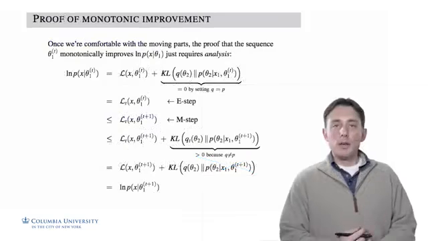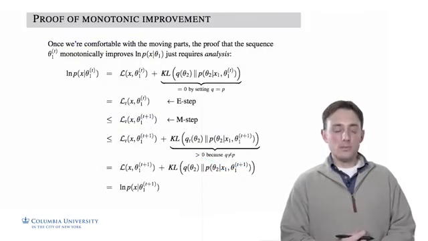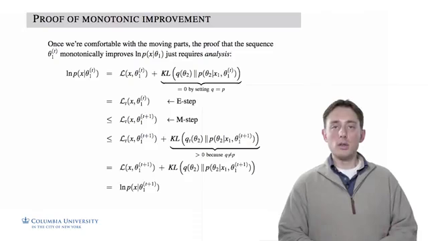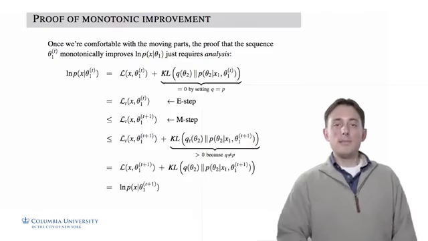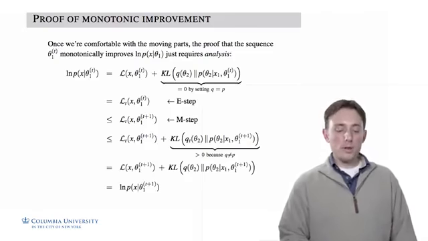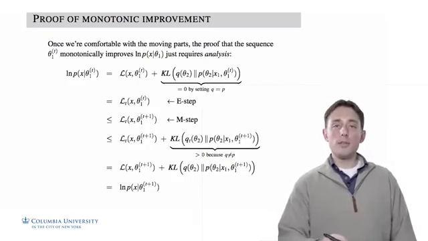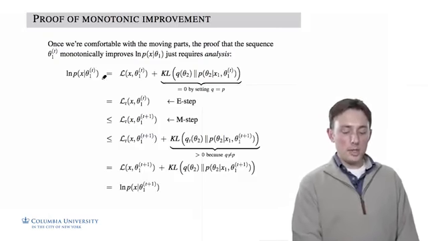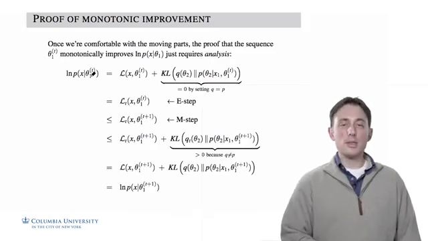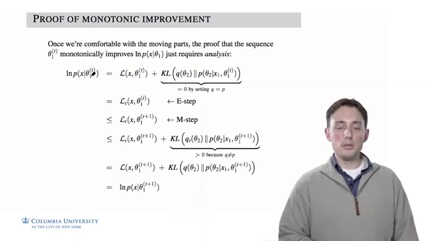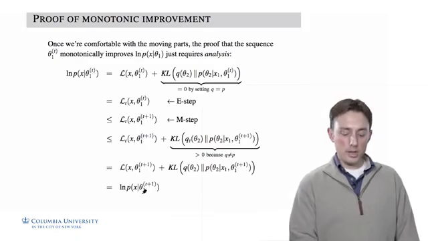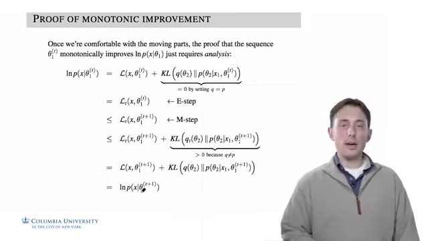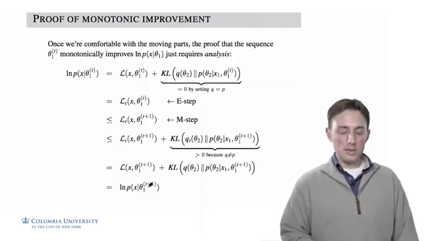It seems like a specific sequence of steps to follow. So how do we know that it's doing something good? In this slide, I have the proof of monotonic improvement. So I have the proof that by following those two steps in the previous slide, the value of this objective function evaluated at theta 1 for the tth iteration is less than the value of the objective function using the value of theta 1 at the t plus first iteration.